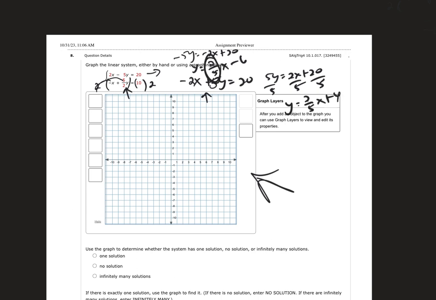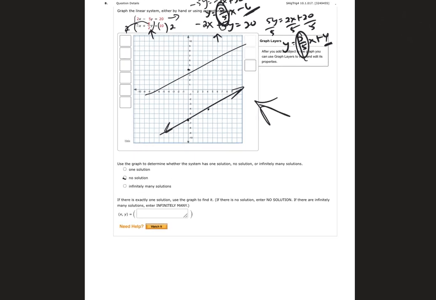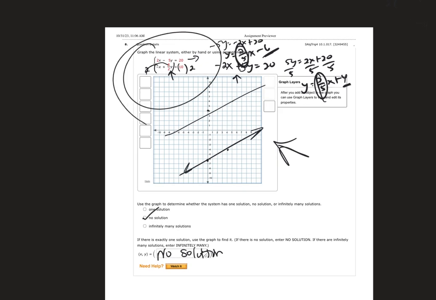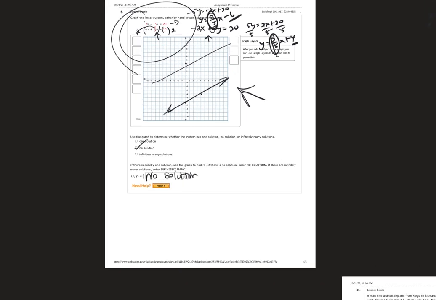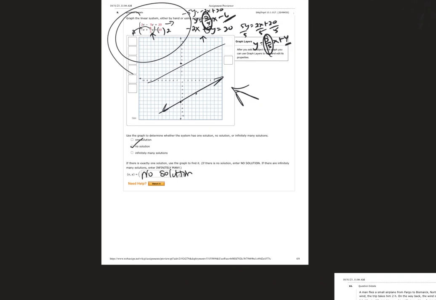Notice I have a matching slope, different y-intercepts. Here's a y-intercept here, rise 2, run 5, boom. Here is a y-intercept at -6, or I'm sorry, positive 4. If I rise 2, run 5, I have parallel lines. Parallel lines have no solution, and I have to type no solution into everything. No solution. If you put this right into a graphing utility, you'd have seen that right off the bat, that those lines are parallel, there's no solution.